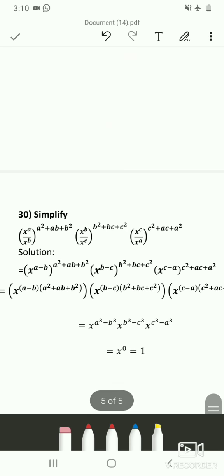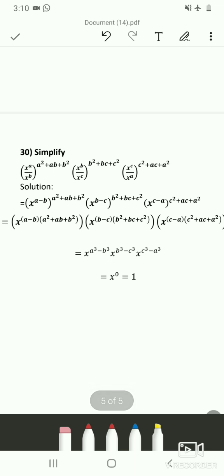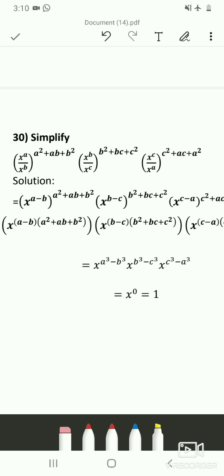So now let's look into the last problem for today's video. So the question is, simplify x raised to a upon x raised to b whole raised to a square plus ab plus b square into x raised to b upon x raised to c whole raised to b square plus bc plus c square into x raised to c upon x raised to a whole raised to c square plus ac plus a square.